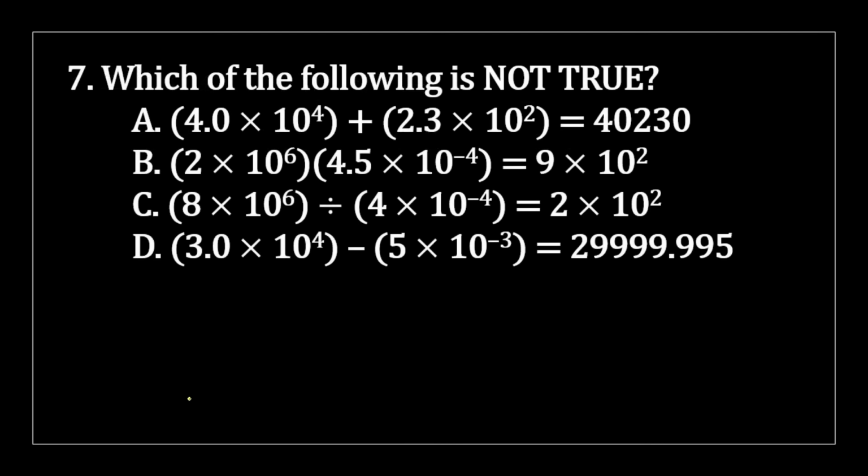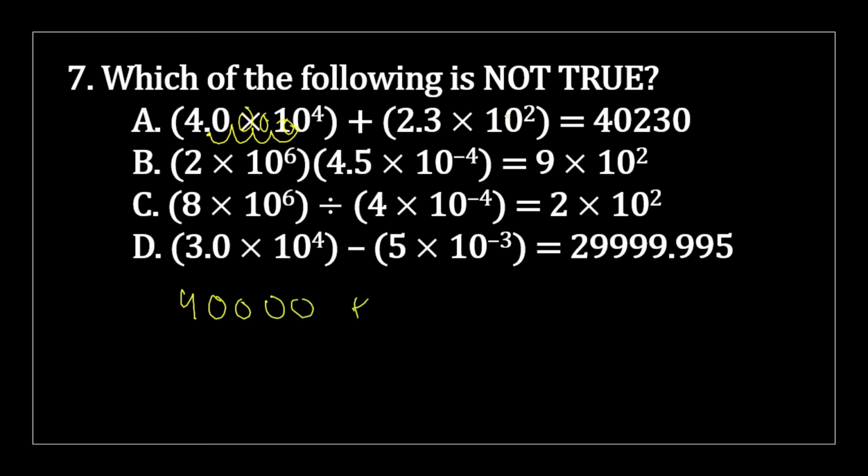Number 7, which of the following is not true? Let's solve each letter so that we can see which is not true. On letter A, all we have to do here is to try to evaluate it. So 4 times 10 raised to 4, you need to move the decimal four steps to the right. So 1, 2, 3, 4. That is 40,000.